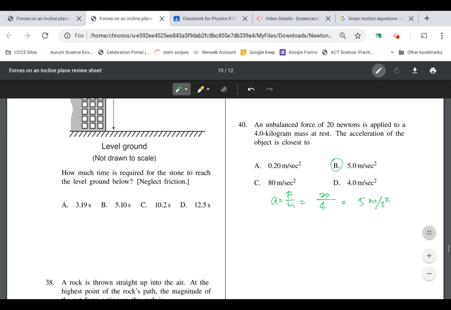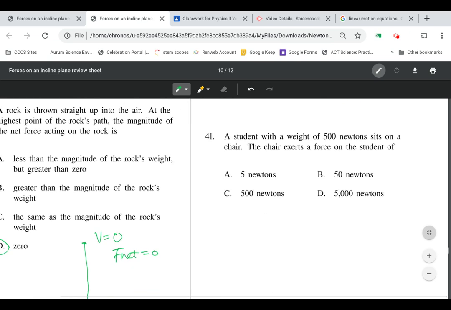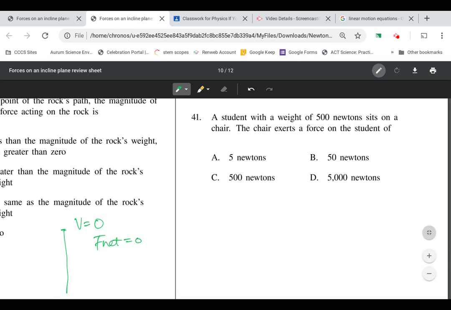And then 41, a student with a weight of 500 newtons sits on a chair. The chair exerts a force on the student of 500. The student weighs 500, so the normal force is 500.